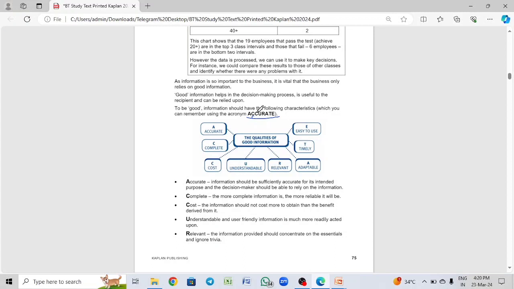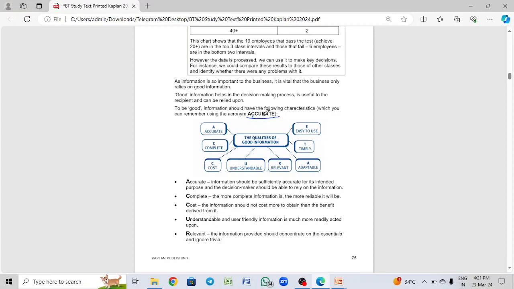Okay, now cost. The information should be cost effective. It should not be that the cost of collecting, preparing and presenting the information is so much that the decision we will make from that information is worthless. It should be cost effective, so that the cost of collecting and processing the information is less than the benefits that will be derived from the decision being made.